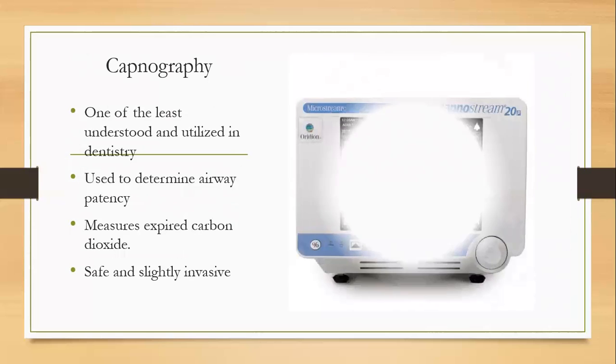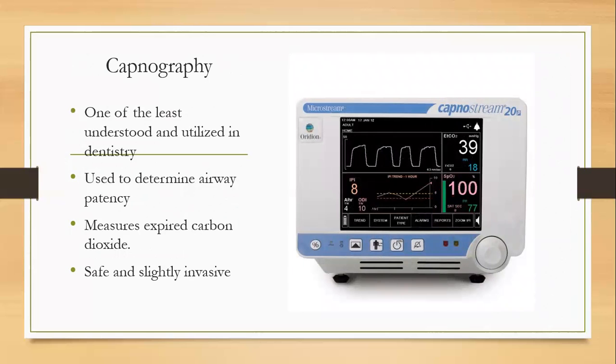Another monitoring system that he focused on was the use of a capnograph. To be fair, capnography represents one of the least understood and utilized monitoring devices in dentistry specifically, but nonetheless it is important because it is used to determine airway patency. And there are very few devices that are able to do this, hence its popularity. It measures expired carbon dioxide, and again, it has the advantage of being safe. However, it is slightly invasive for the patient.